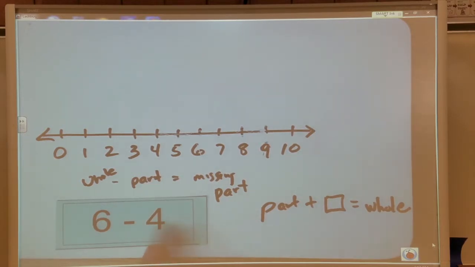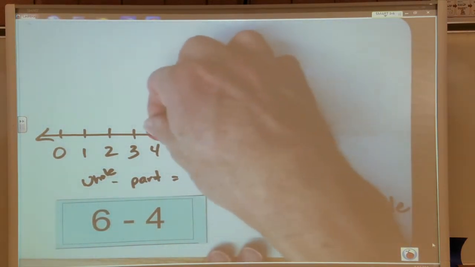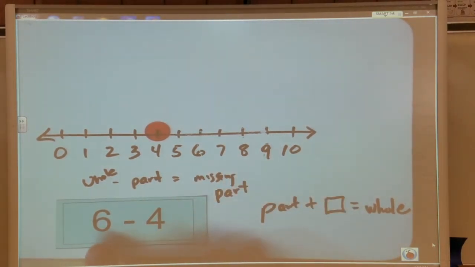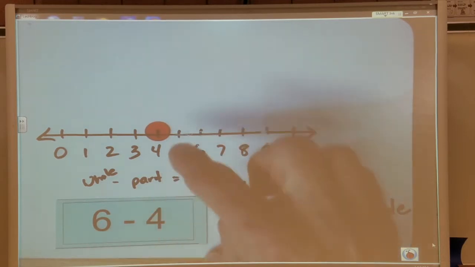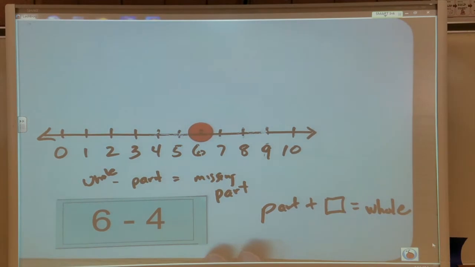And that rather than counting back 4 numbers from 6, 5, 4, 3, 2, and landing on the number 2, I can solve the problem that way. It's more efficient to add up. So I'm going to put my counter on 4, and I know that I need to get to the number 6, so I say 1, 2. I needed 2 jumps to count on.